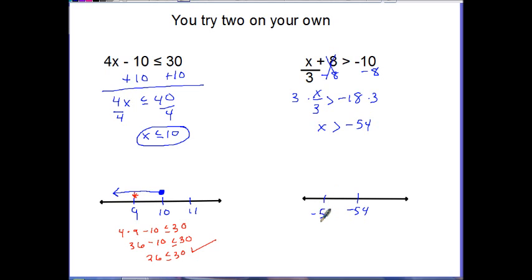So let's go ahead and plot it on our number line, smack in the middle. Negative 55 is to my left, negative 53 is to my right, an open dot, and it should point to the right. Let's go ahead and let's check.